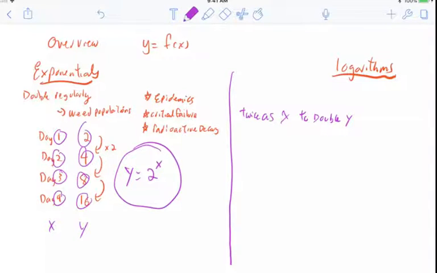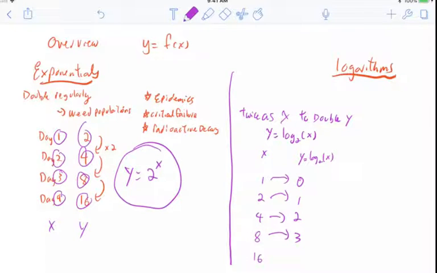So for instance, logarithmic functions look like this. Log base 2 of x, and this function looks like this. Let me write it out like this. 1, 2, 4, 8, 16. So y is equal to log base 2 of x, the value of y corresponding to this. So log of 1 is 0, log of 2 is 1, log of 4 is 2, log of 8 is 3, log of 16 is 4.